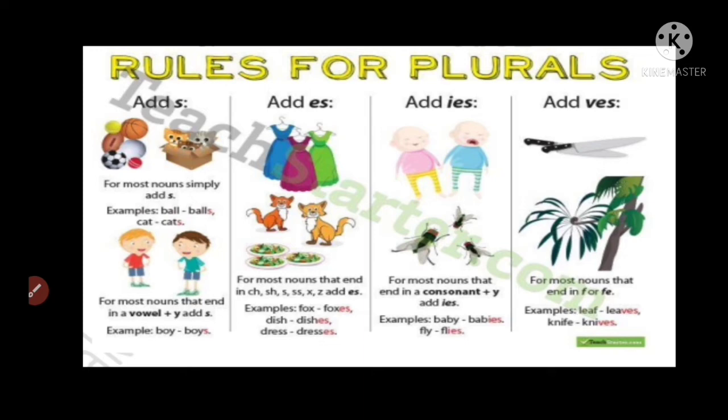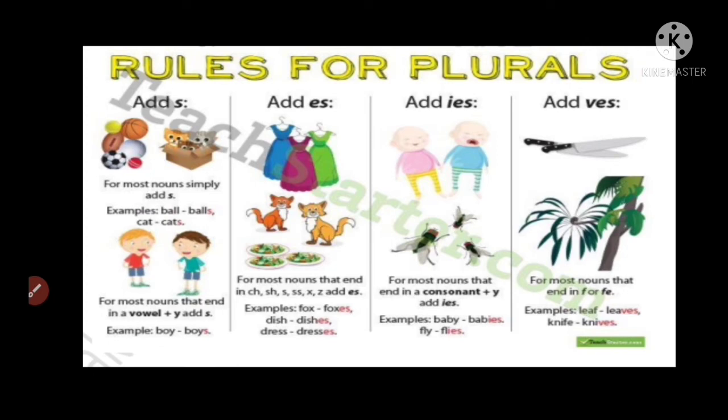And the rule is for most nouns that end in a vowel plus Y, we will add S. Like boy, it ends with Y and O is the vowel before Y. That's why we will add only S. Boy will be boys. And the second rule is for most nouns that end in CH, SH, S, double S, X, Z, add ES to those words. Like we added ES to bench, box, etc. For example, fox will be foxes, dish will be dishes, and dress will be dresses.